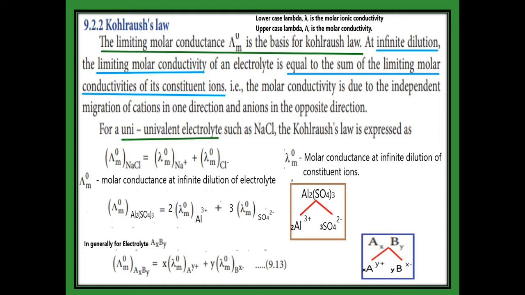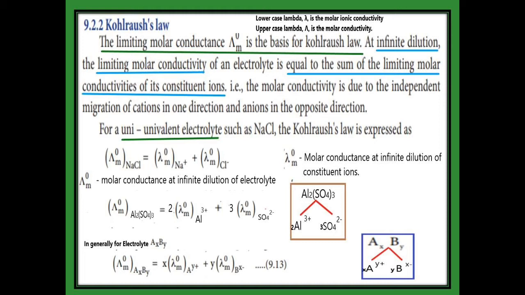Now, what does uppercase lambda sodium chloride mean? Sodium chloride is an electrolyte. Now from the formula you can say that the limiting molar conductance of the electrolyte is equal to the sum of the molar conductance of the ions. This is the Kohlrausch law. So sodium chloride is like this.